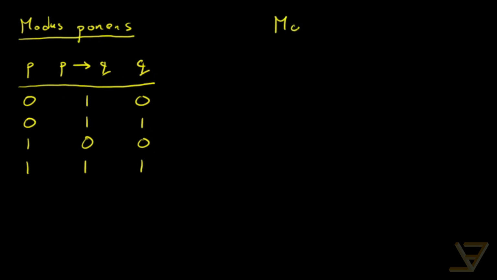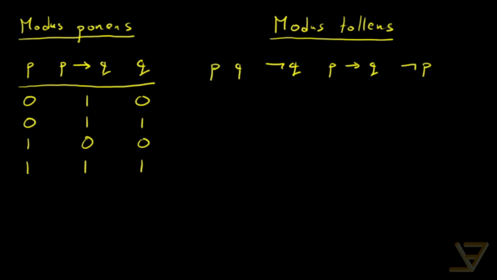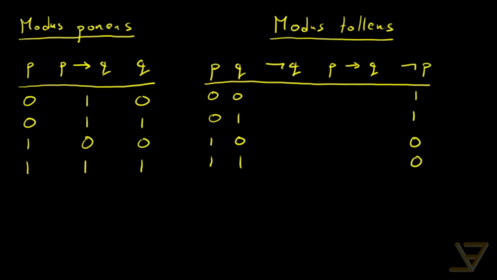Let's just draw the table for Modus Tollens as well. We have not Q, P implies Q, and not P, but for the assignments we need P and Q as well. So we have 0, 0, 0, 1, 1, 0, and 1, 1. To get the not P's, we just flip all the P's, so we get 1, 1, 0, 0. And to get the not Q, we just flip all the Q's to get 1, 0, 1, 0. And once again, the P implies Q's truth table is 1, 1, 0, 1.